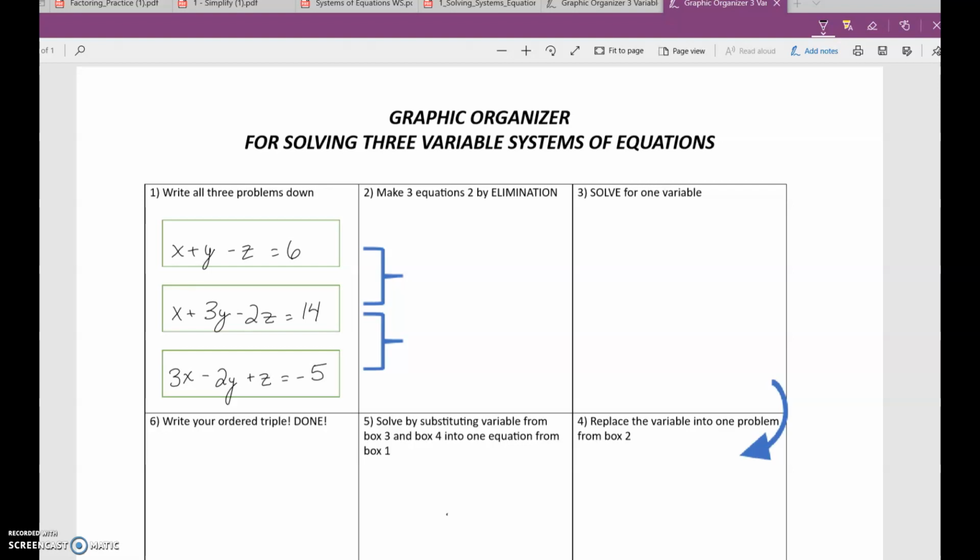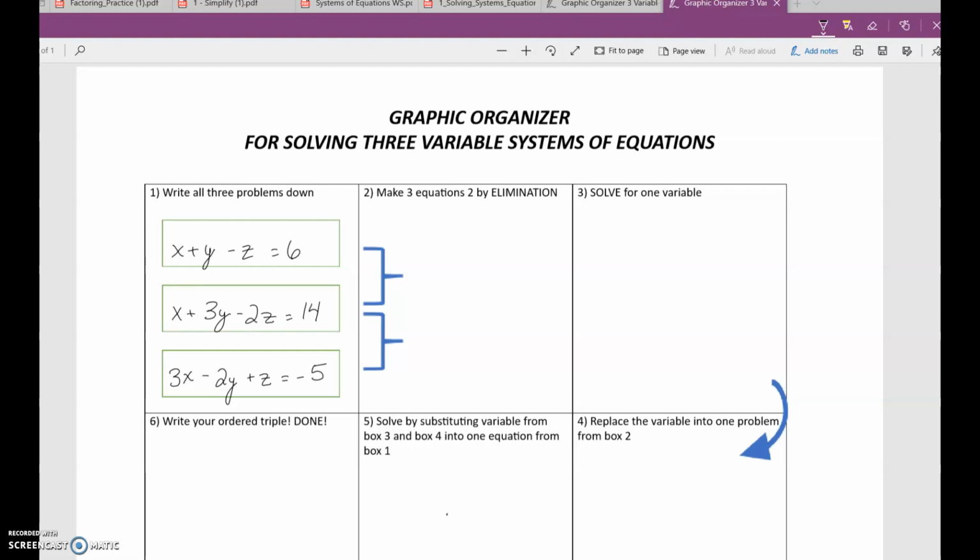So I have two different variables that I could actually use for this one. I could either get rid of the x's because my first and second equation have a 1 in front of it, or I could get rid of z because the first and third equation have a 1 in front of it. I'm going to get rid of x.